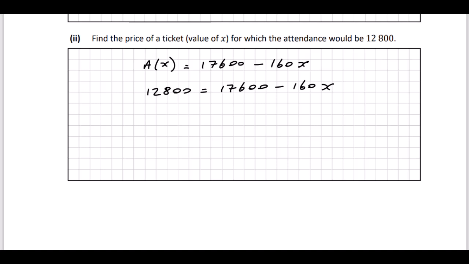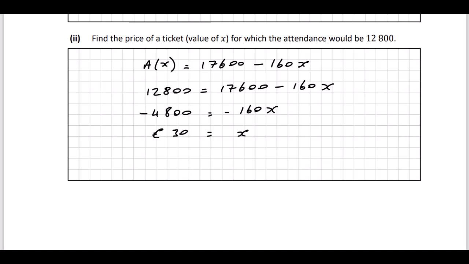So what we've got to do is take 12,800 and subtract 17,600. That'll give us minus 4,800 is equal to minus 160x. Next thing you do is divide by minus 160. Remember that minus 160 is multiplied by that x. So you've got to divide by minus 160 and that'll give you 30 euros. So for an attendance of 12,800 they would need to charge 30 euros per ticket.